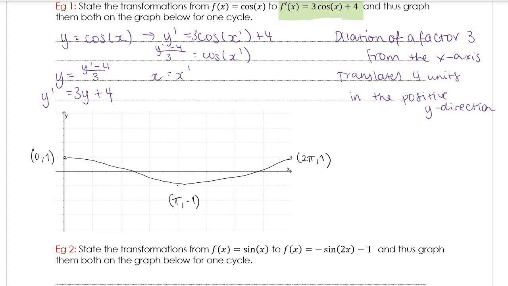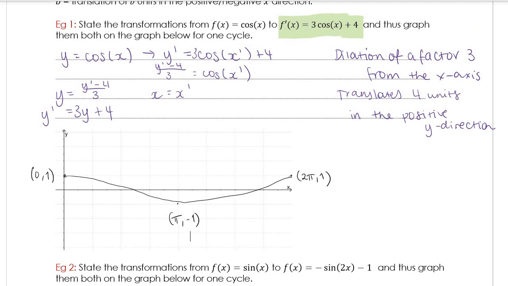When we're finding the transformations from one graph to another, we're doing it for every possible coordinate. So we do this generally so that I can then pick coordinates to move around. All right, if I, for example, take 0, 1, and I now dilate that a factor of 3 from the x-axis, that means I'd multiply it by 3, and so we'd end up here. But then I'm also going to translate this 4 units up. So now instead of having 0, 1, we're going to have 0, 7, okay? So 0, 7 for that one.